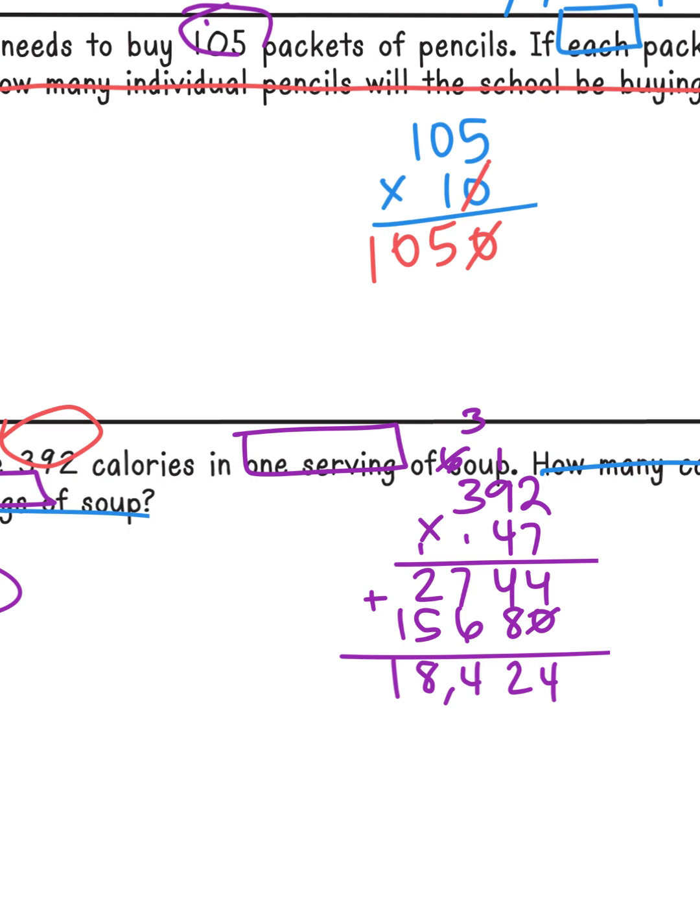Your answers are on the board. So number 2 should have been D, 1,050. Number 3 is A, 18,424. Are there any questions today? No. Okay.